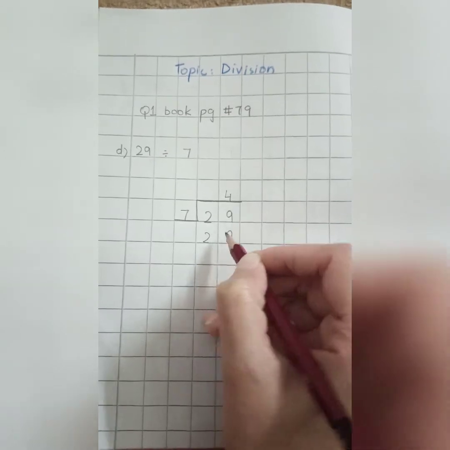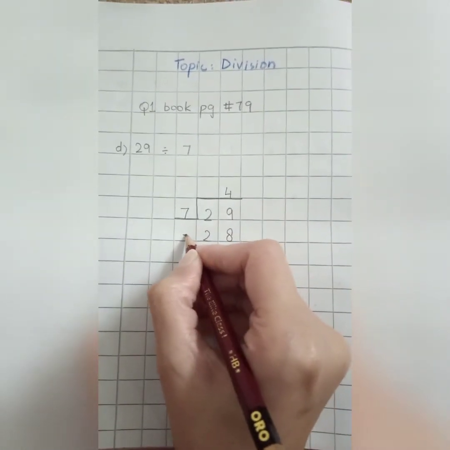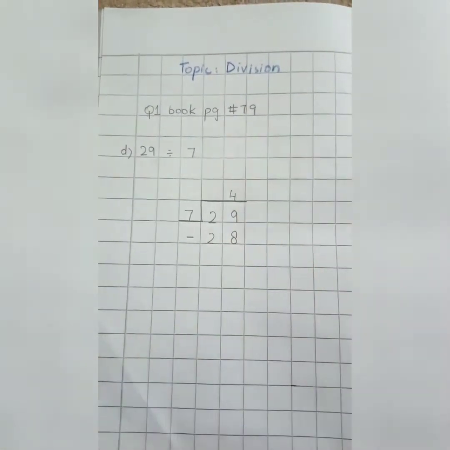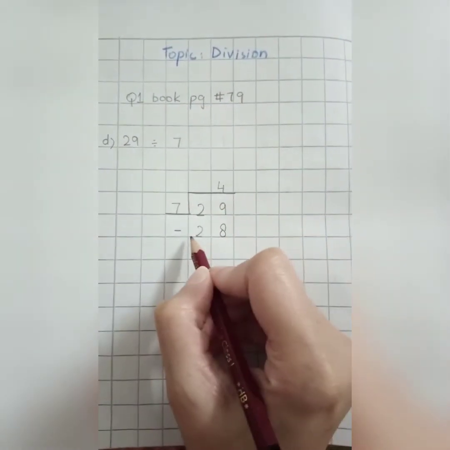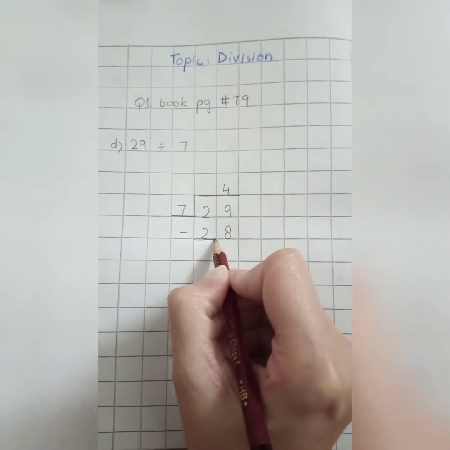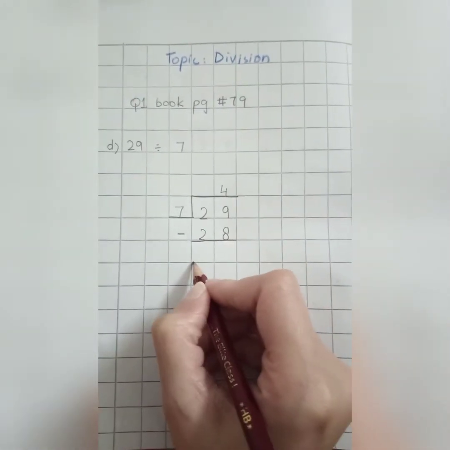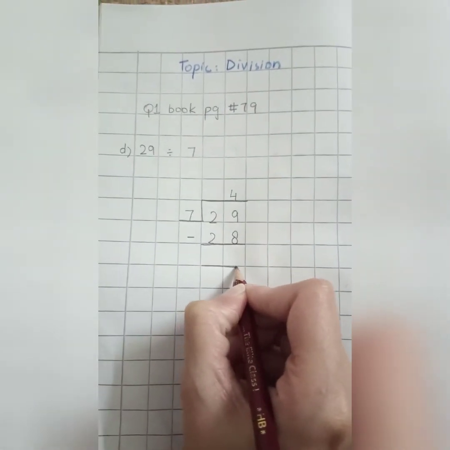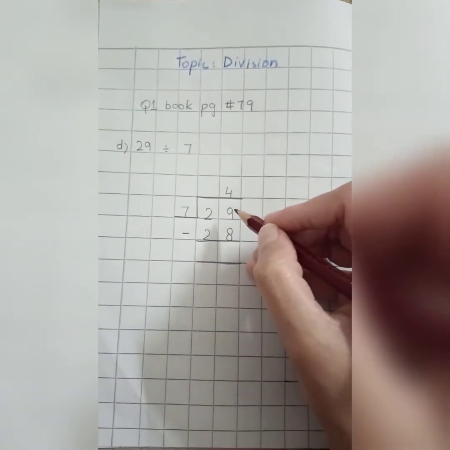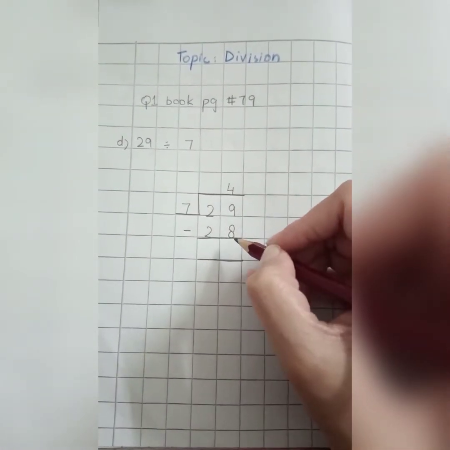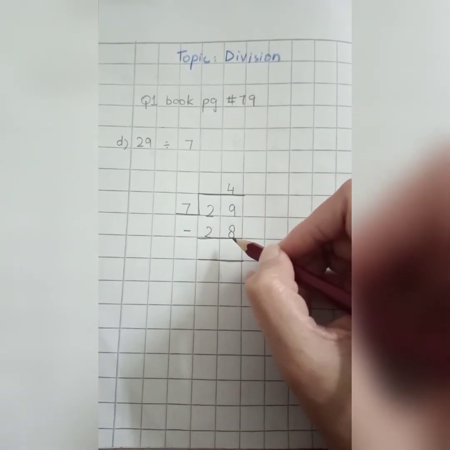7 fours are 28. Now since this number is not exactly the same, of course, in order to find the remainder or the remaining number, we have to subtract 28 from 29. We will put the sign of subtraction here, and first of all we will subtract the numbers of units, that is 9 minus 8.